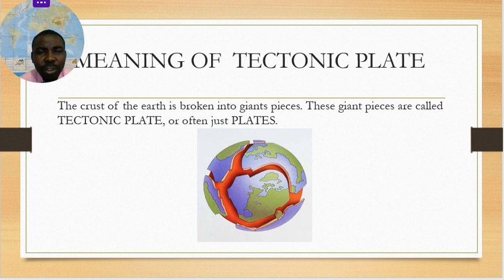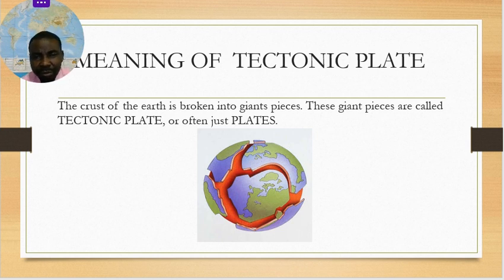Okay, so you can see from here the crust of the earth is broken down into giant pieces. These giant pieces are called tectonic plates, and often they are just called plates. So anytime you want to tell us the meaning of tectonic plates, just tell us that they are the broken giant pieces of the earth crust.